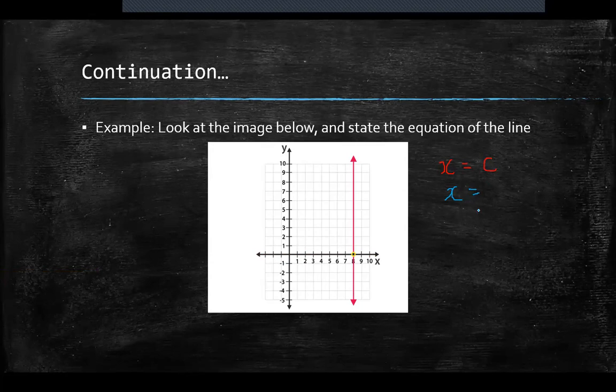X is equal to what? 8. 8. Right. In this case, c is just a constant on the x-axis.